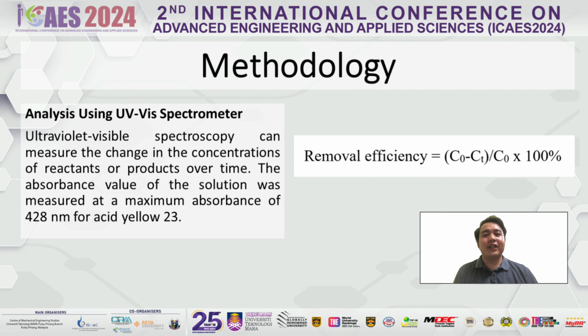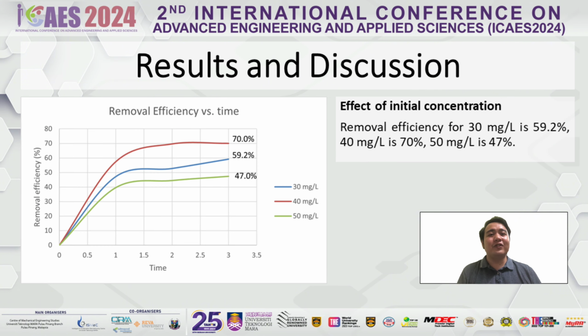Ultraviolet-visible spectroscopy can measure the change of the concentration of reactant or product over time. The absorbance value of the solution was measured at the maximum absorbance of 428 nanometer for acid yellow 23. Then the removal efficiency of acid yellow 23 was calculated according to the equation shown. We move to the result.